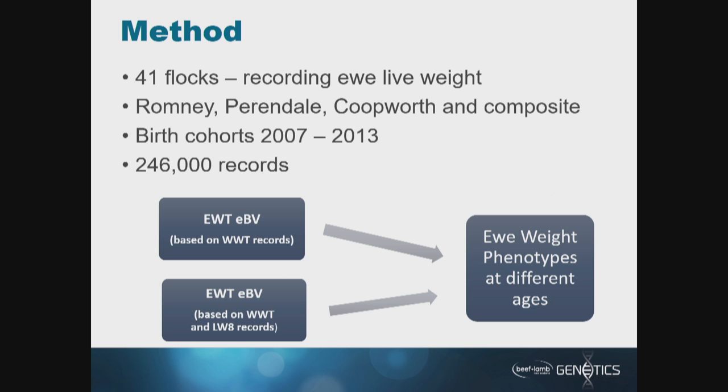And then we took breeding values for ewe live weight when the information was based on weaning weight only, and we calculated breeding values for ewe live weight when the information was on weaning weight and live weight 8. So it captures two decision points where you've got a ewe weight breeding value and a certain amount of information behind it, and you're looking at how well those breeding values actually predict real differences in live weight in adult sheep.